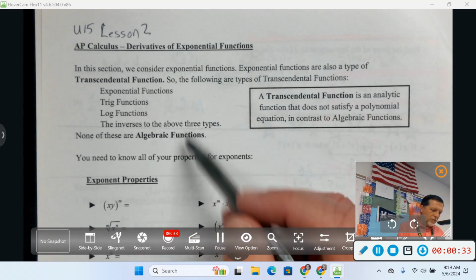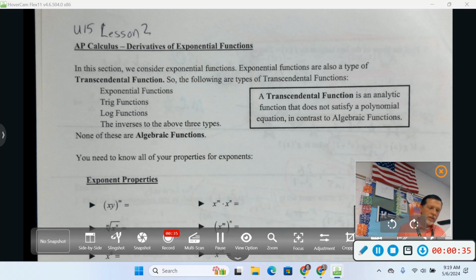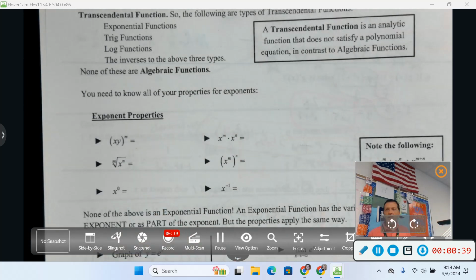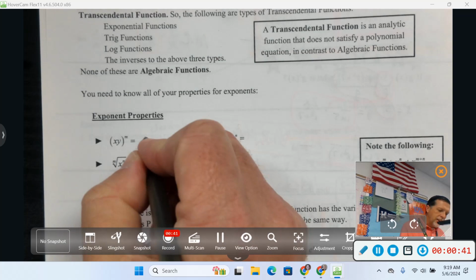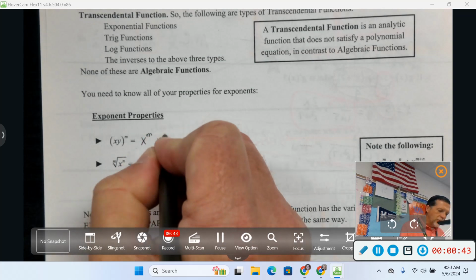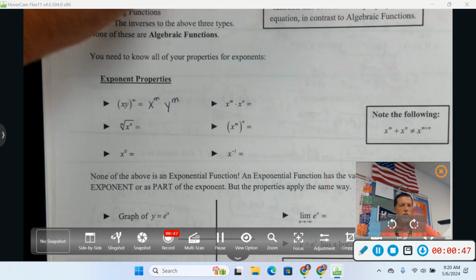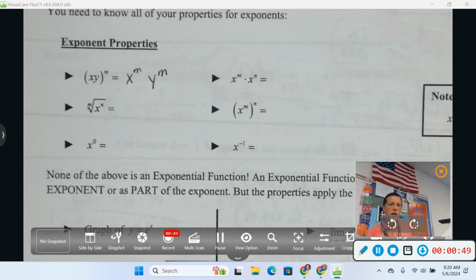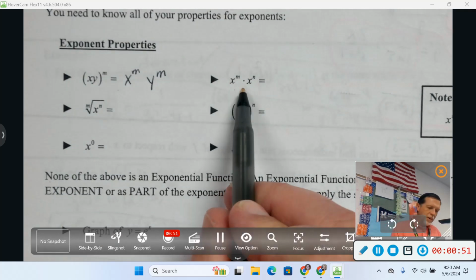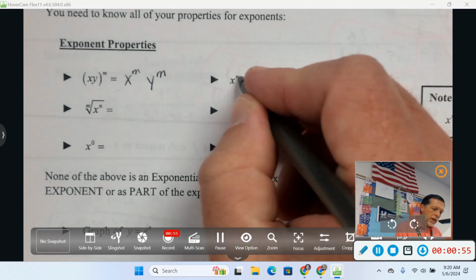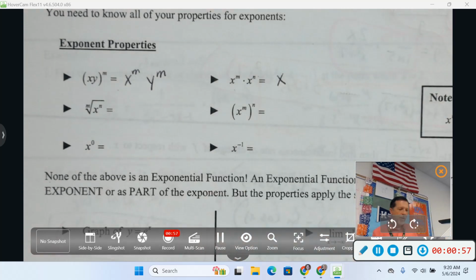All right, derivatives of exponents. Transcendental stuff, we kind of mentioned that. That doesn't really matter. Let's skip down to these exponent properties to make sure we remember these. xy to the m, we can sort of distribute that m to both of those. How about x to the m times x to the n? What do we do with the m and the n? Add them.